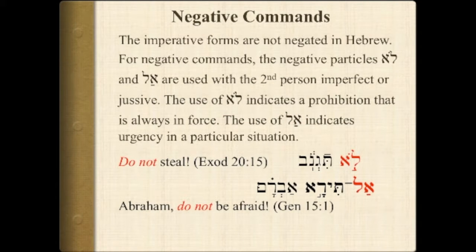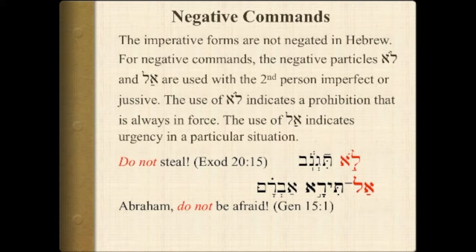The imperative forms are never negated in Hebrew. They are never going to occur with a negative particle. Instead, the negative particles lo and al are used with the second person imperfect or jussive. The use of lo indicates a prohibition that is always in force. The use of al indicates some kind of urgency in a particular situation.